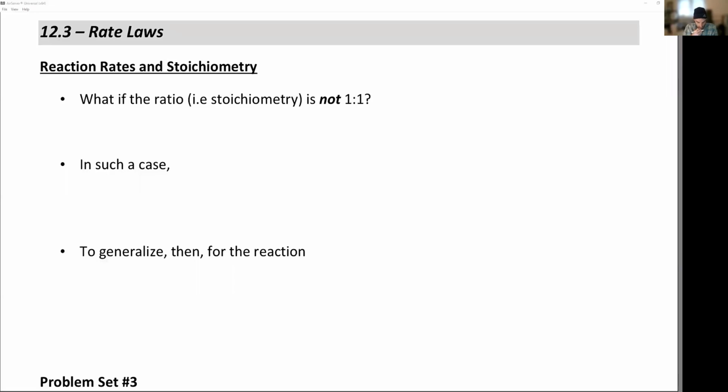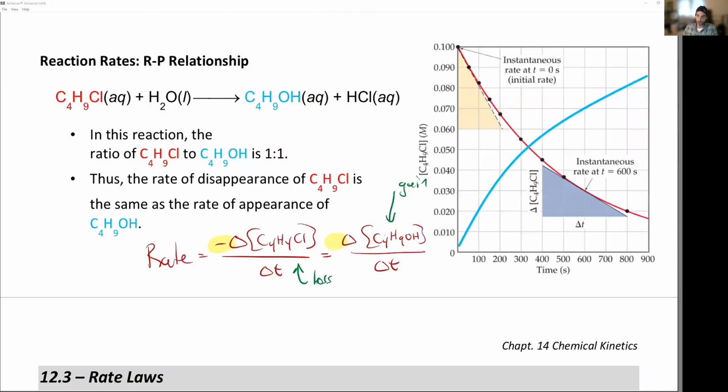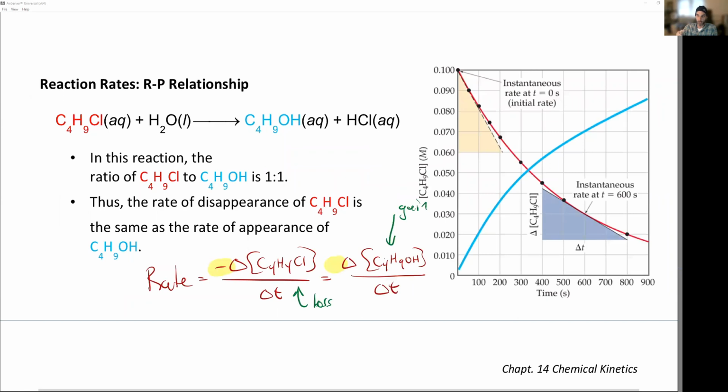Let's get to it. So, reaction rates and stoichiometry. We previously just finished up looking at what happens when you have a 1-to-1 ratio. Basically, we know that when we lose one, that's why the negative is there, we lose the other. It's a 1-to-1 ratio, pretty simple, pretty straightforward.